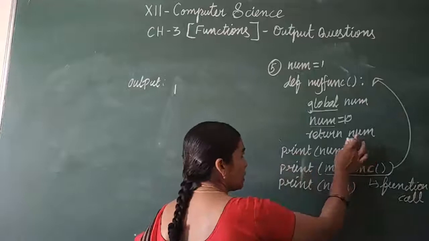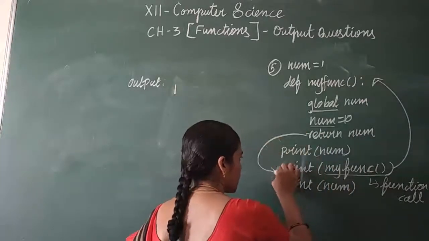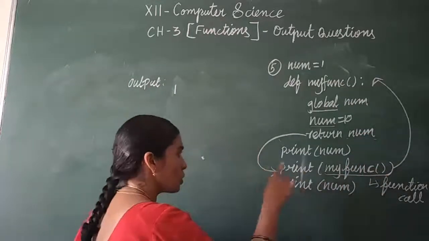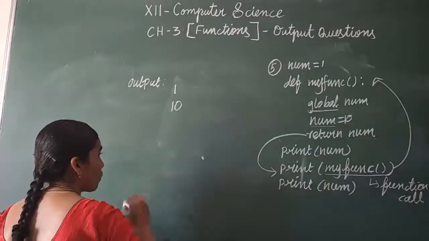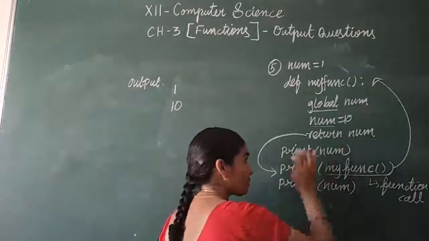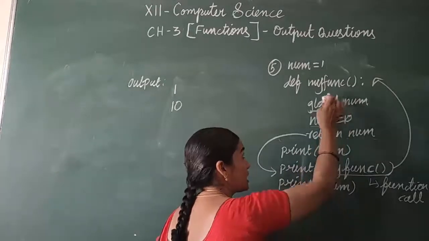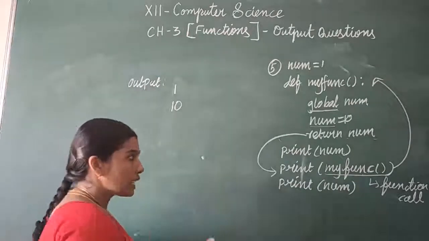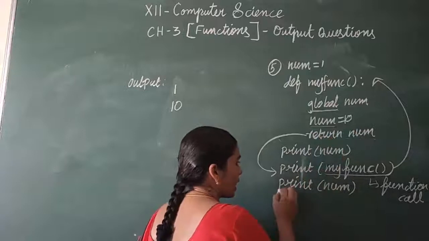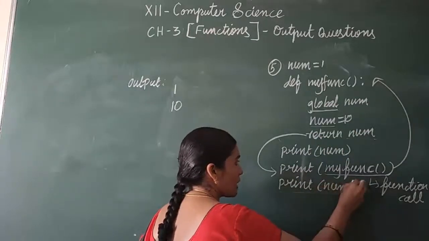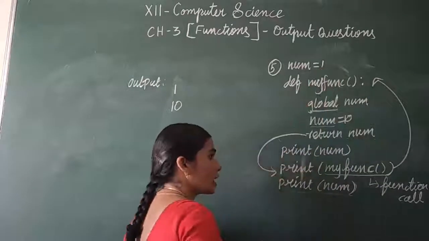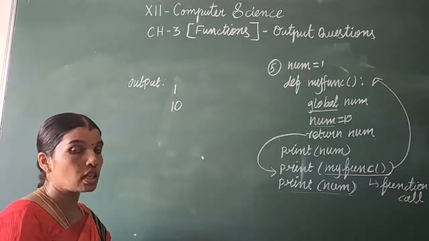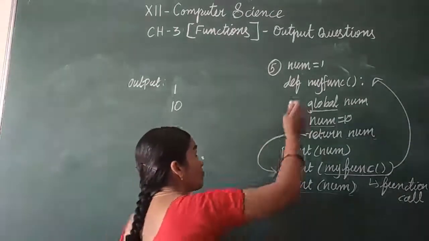Now return num. So the control will move to this statement. The num value is passed to this function call. So now it will take the value 10. Why? Because the num we used inside the function acts as a global variable. So it takes the value 10. Again let's print num. Here the print num won't take the value 1. Why? Because we changed the global variable value from 1 to 10.